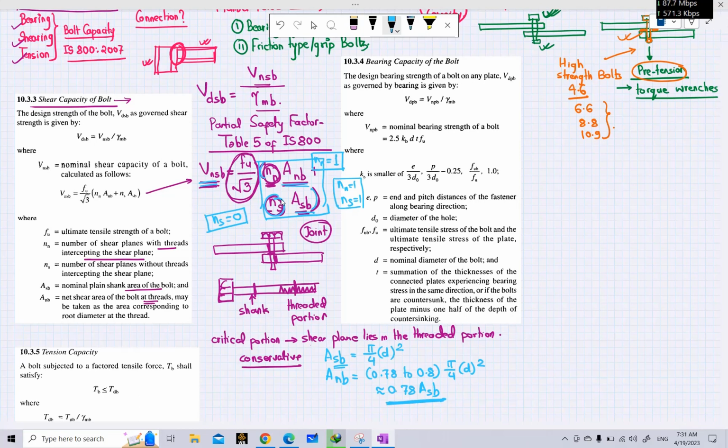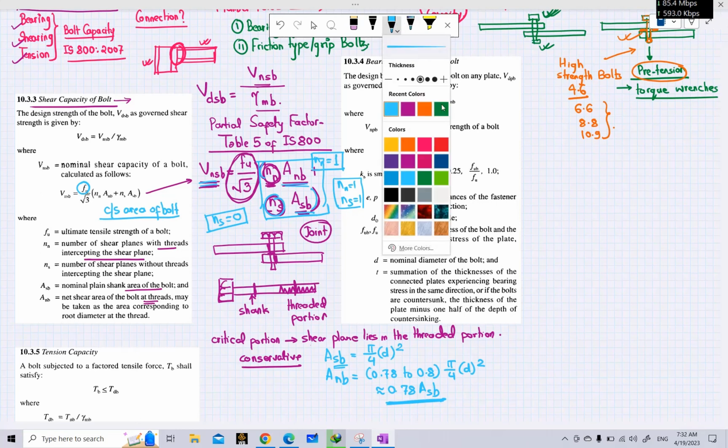So this is about the calculation of shear capacity of bolt, and you can see that for the calculation of shear capacity of bolt, the only thing that is playing a role here is the cross-sectional area of the bolt. Of course, we have the ultimate tensile strength of bolt, but the only geometrical parameter affecting the shear capacity calculation is the cross-sectional area or the dimensions of the bolt. But if we look at the bearing capacity of plate or bearing capacity of bolt, that is not the case here. Let's see.